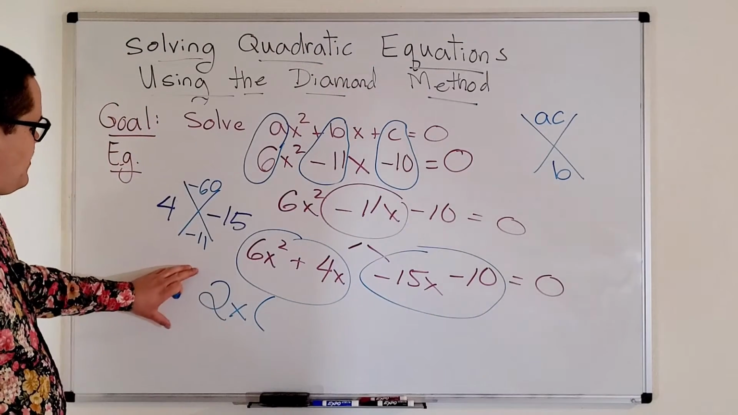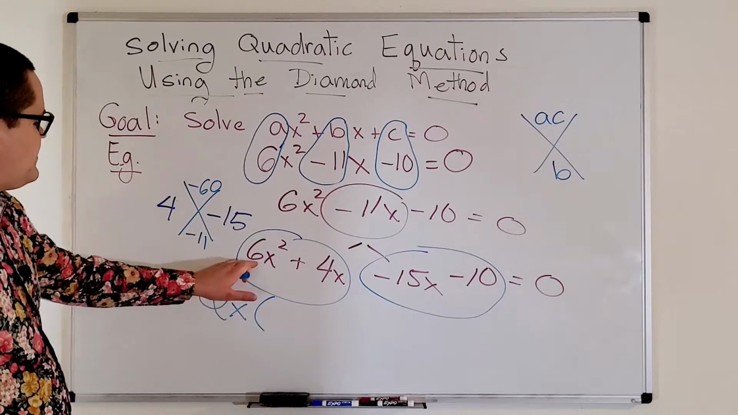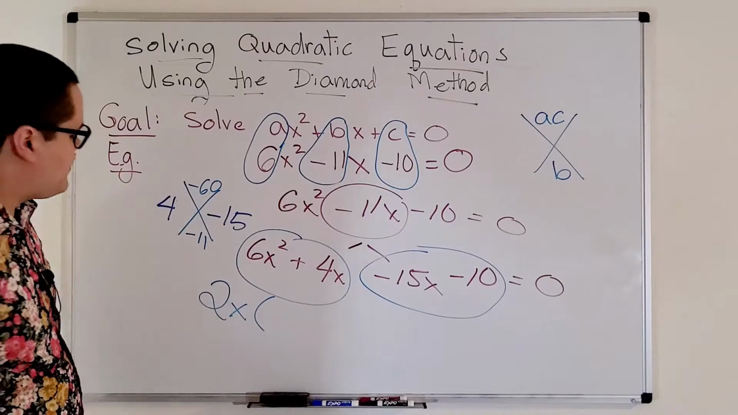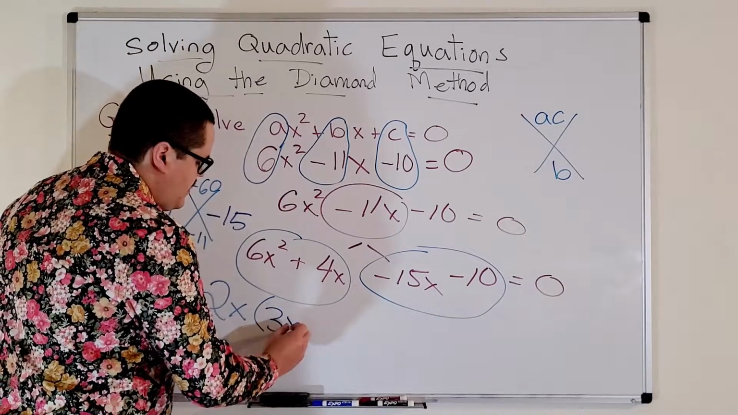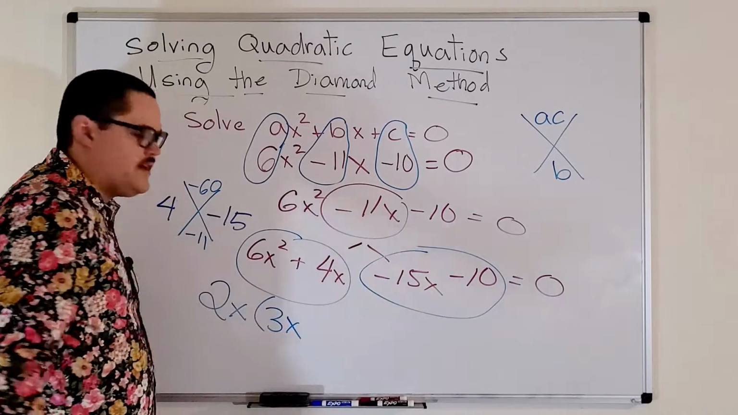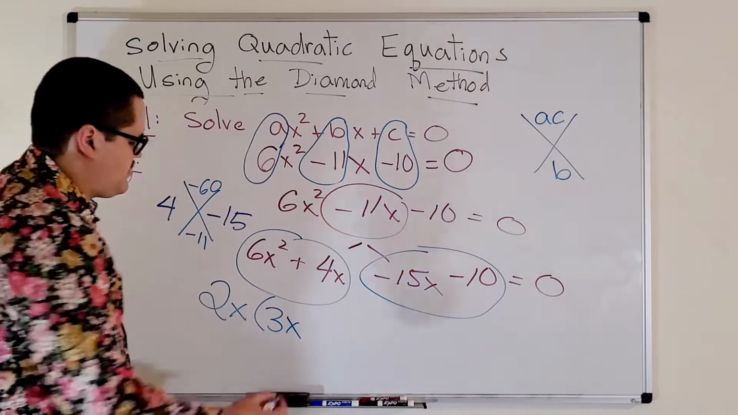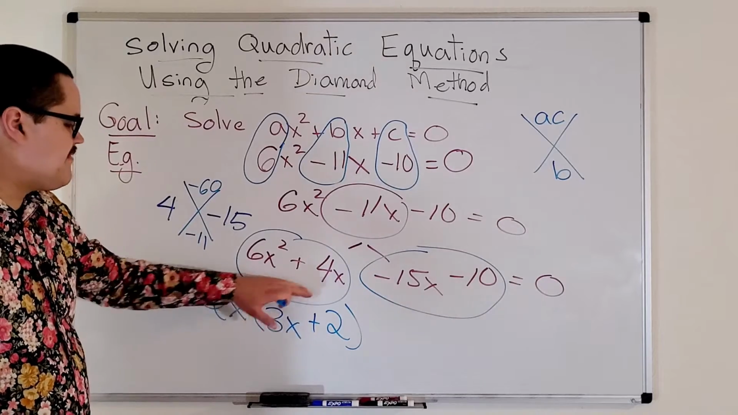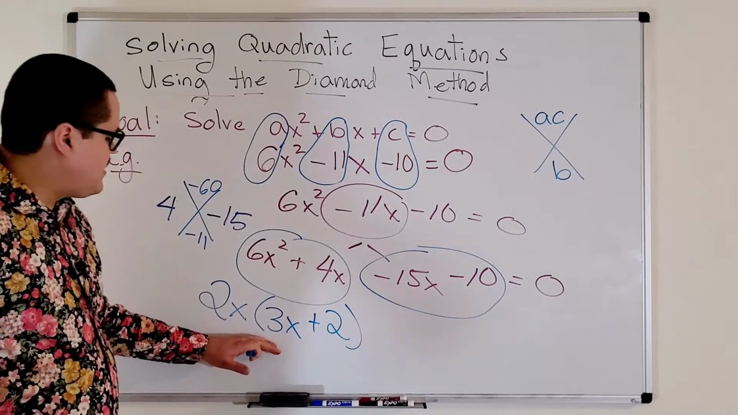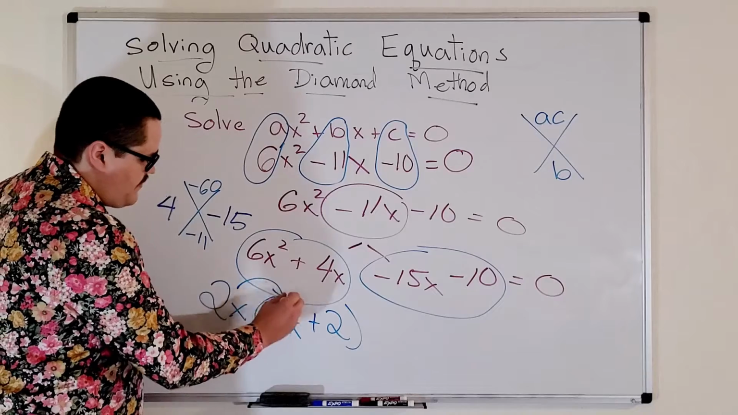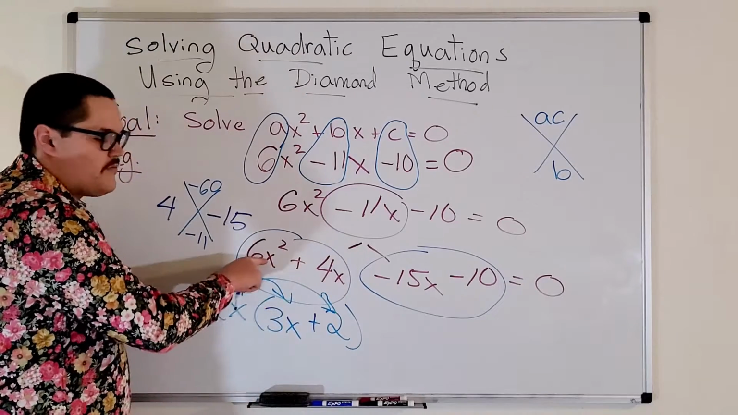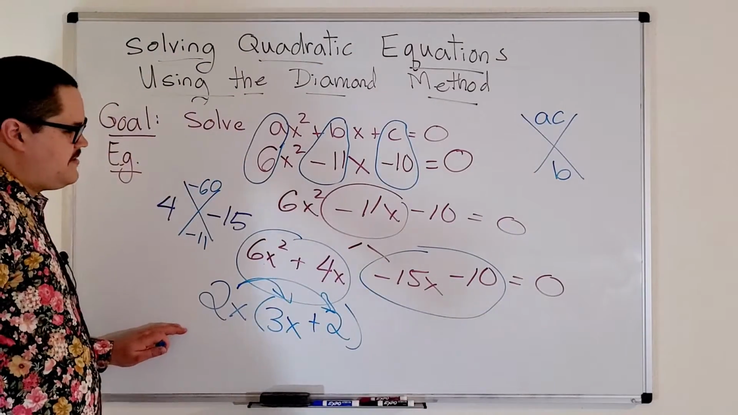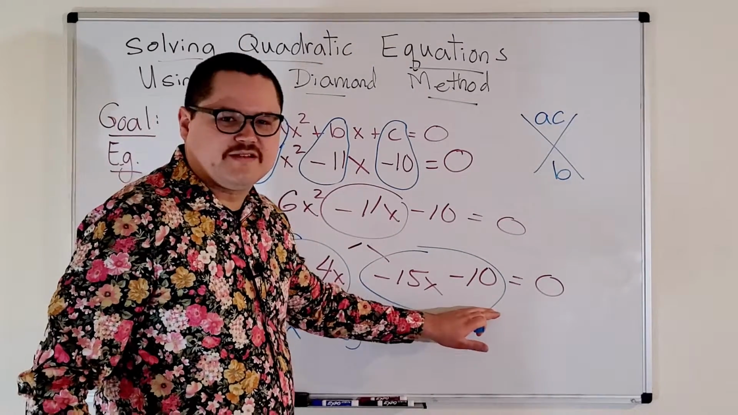So when I do that, what's left in 6x squared? Well, if I factor out a 2x, then 3x is left. And what's left in 4x? If I factor out 2x, just a plus 2 is left. Right? So this factors as this. Meaning if I were to distribute this back, I would get what I started with. Got it? Now let's do the same thing with these next two terms.